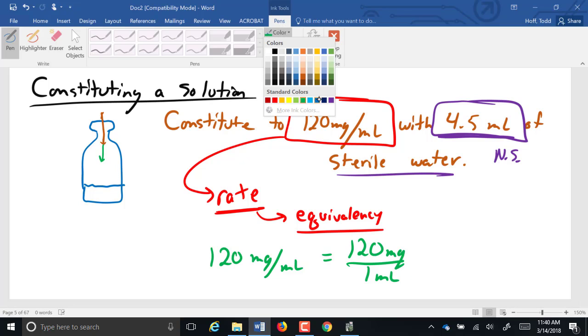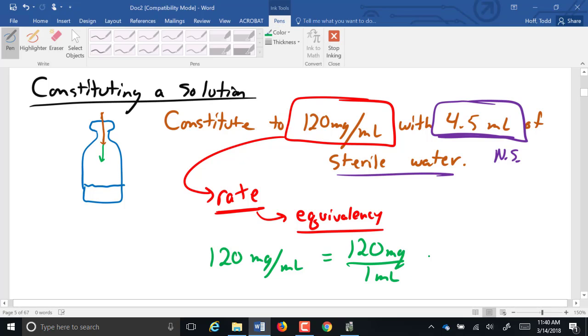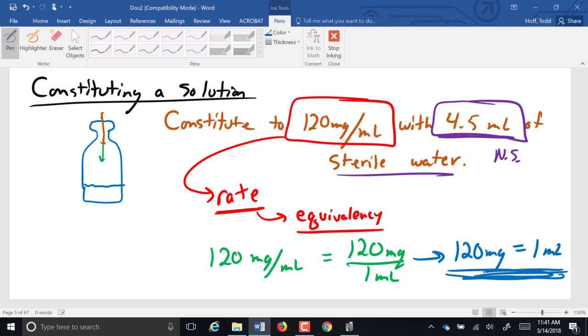It can also be thought of as being an equivalency, where it is telling us that 120 milligrams of medication is equivalent to 1 milliliter of that solution. And that is a rate that's going to be very important for us as we make our calculations in our dosage calculation.